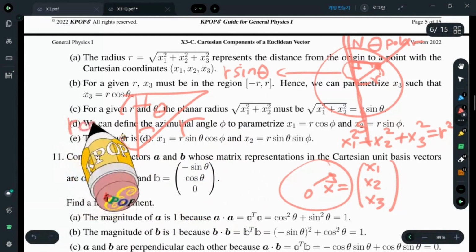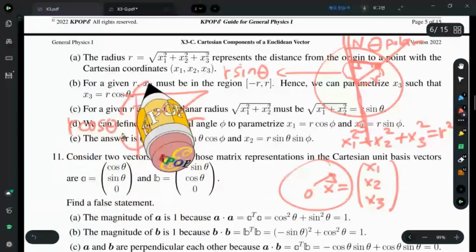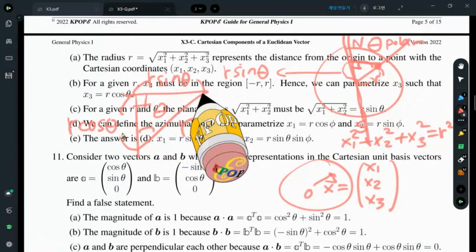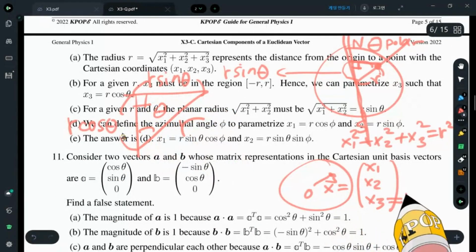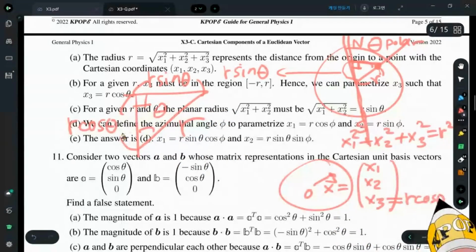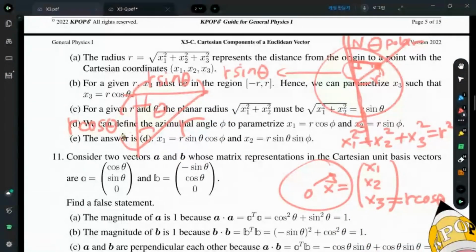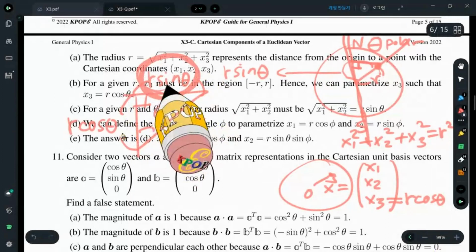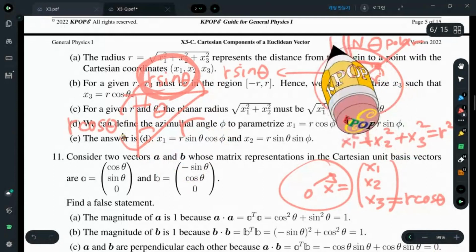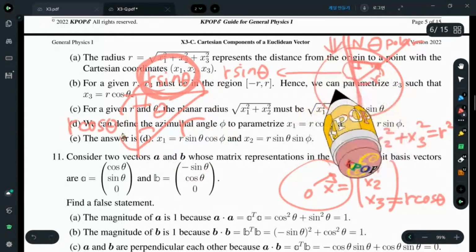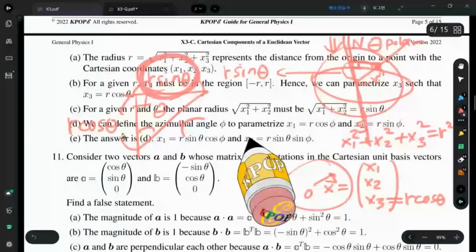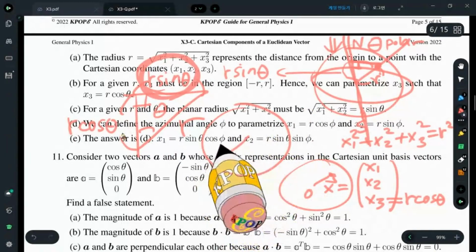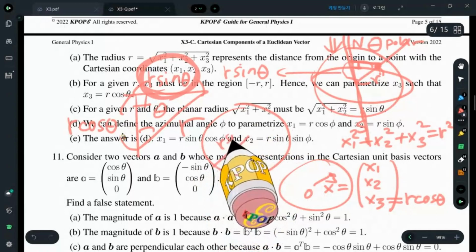R cosine theta. And this is r sine theta. So this z component is r cosine theta, and this perpendicular component is r sine theta. And in here, if you look at this part of the cross-section, you will find this is r sine theta.